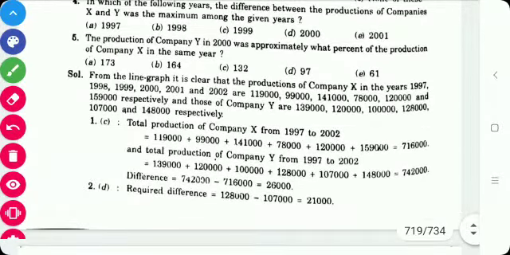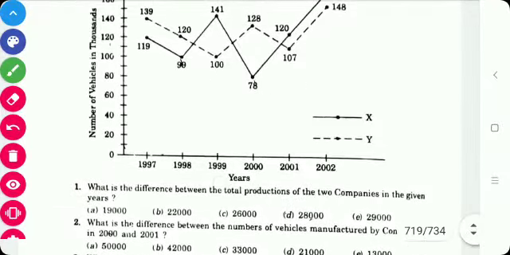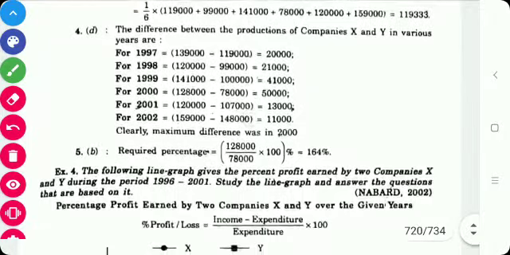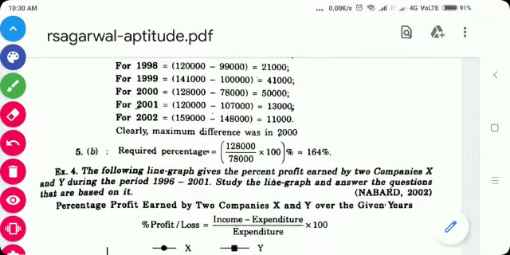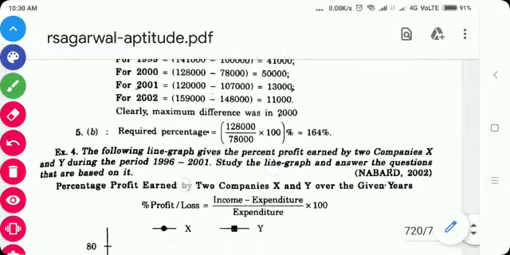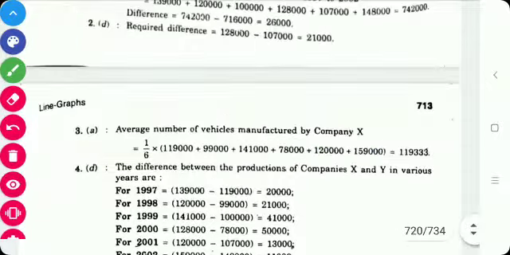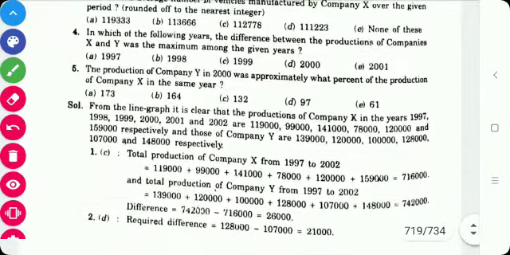Next problem is, the production of company Y in 2000 was approximately what percent of the production of company X in the same year? So Y and X in 2000. Y is 128 and X is 78. So it is 1,28,000 upon 78,000 into 100. The required percentage is 164. This is the answer for the last question.